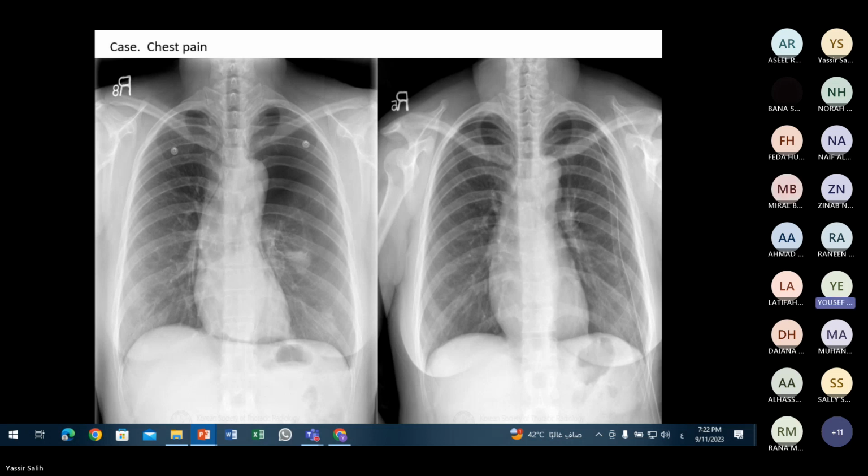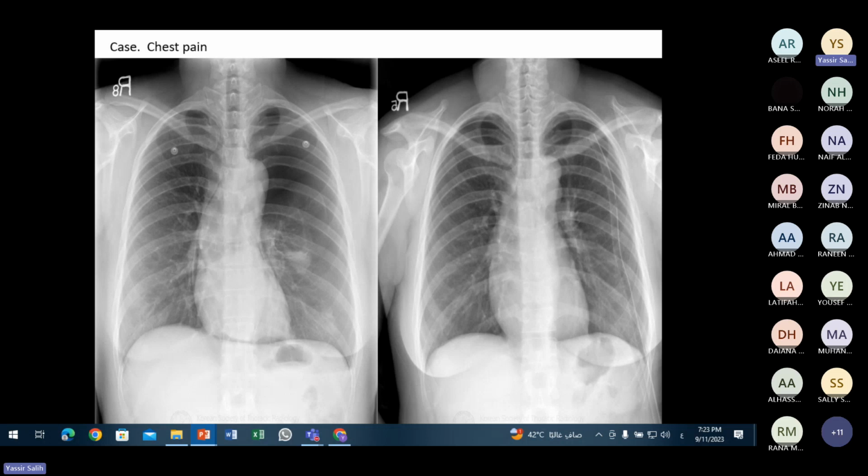No lung markings in the upper left field. Hyperlucency. Are you talking about the left image? Yes, this one. Is it a different diagnosis? There is increased lucency in which side? On the left side. There is increased lucency in the left side. And what else? No lung markings.